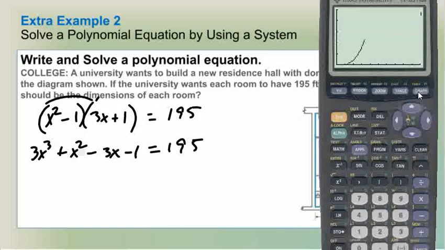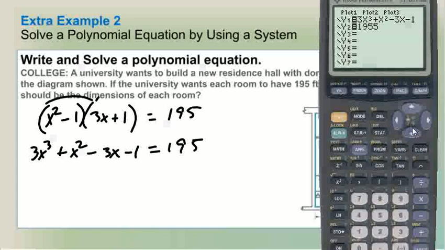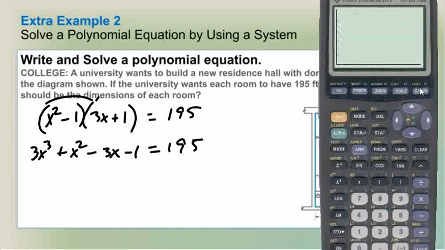Hit graph. Let's see, the y equals, I had the wrong number here. So now let's hit graph. Here's the polynomial. Here's the linear. You need to find this point. So second trace, number 5, intersect. Hit enter 3 times. That tells us x is 4.